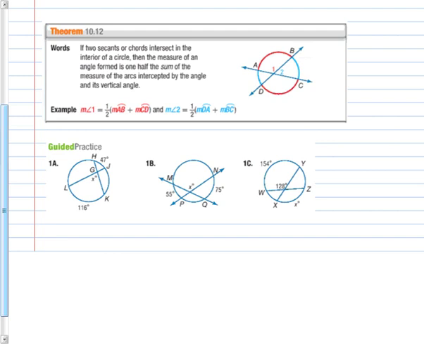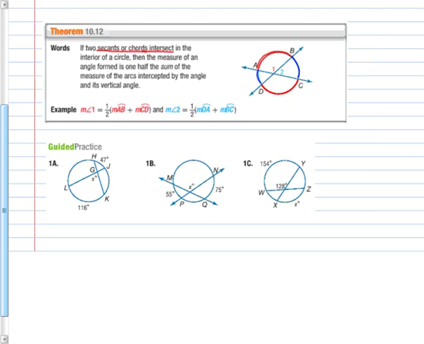Now we're going to take some secant lines and intersect them. Whether it is a secant or a chord doesn't really matter, but we're going to intersect them in a circle. When we do that, we have created two pairs of intercepted arcs. If I look at angle 1, the red ones are the two intercepted arcs that go along with angle 1. And for angle 2, the blue ones are the intercepted arcs that go along with it. Both of these vertical angles are the same, so it doesn't matter which one we're talking about. Same thing with angle 1.